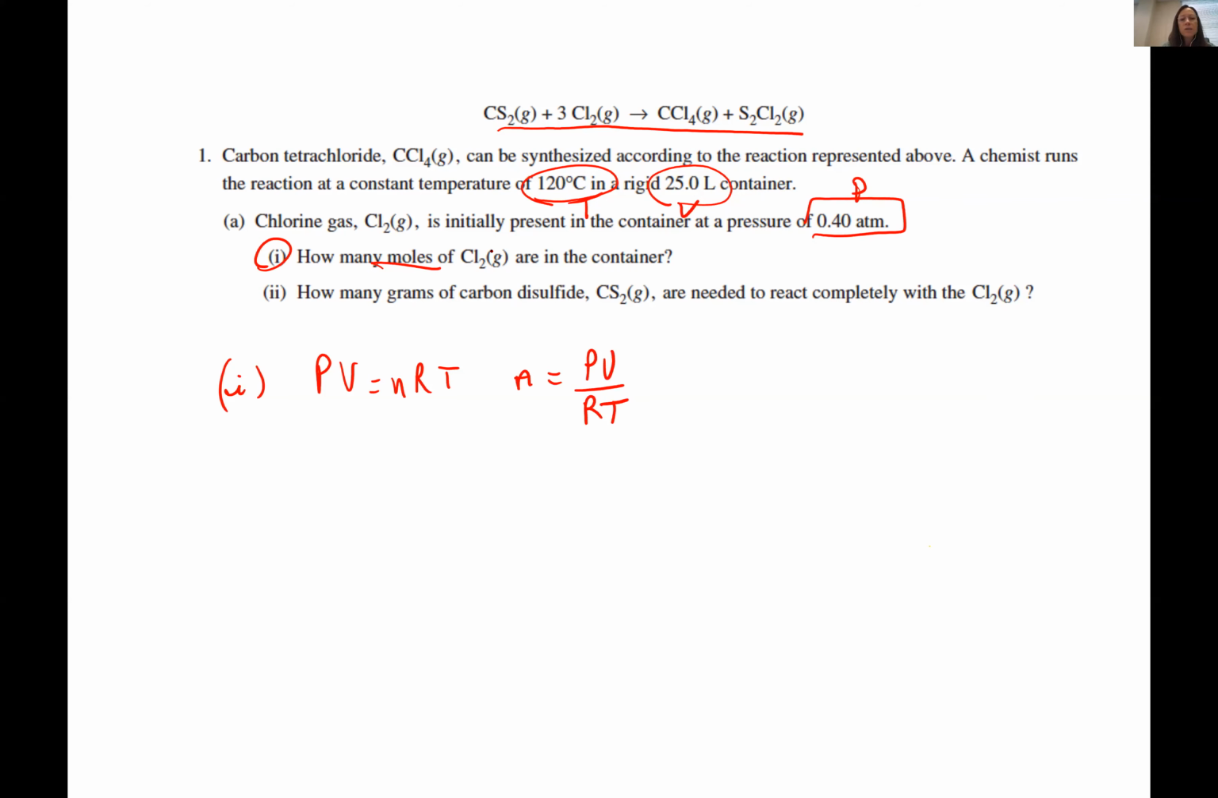And then on part two, you can totally set up your rice table, all right? Because once you find the moles of the Cl2, then it says how many moles of this are needed. Well, you're just going to need 1/3 of them. And then you've got that one all over the place. And that one's going to be super easy.